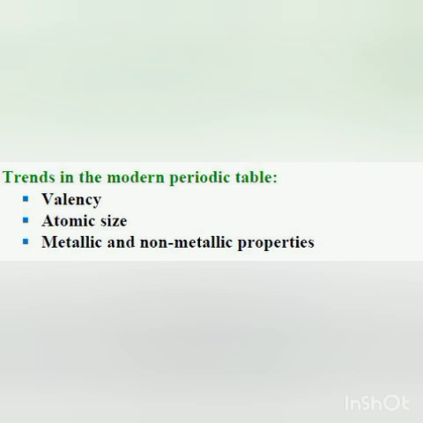Let us again consider the case of group 1 elements like lithium, sodium, potassium, rubidium, cesium and francium. Now all these elements have 1 valence electron. They are in group 1, they have 1 valence electron. So the valency will be 1 because all these elements will lose 1 electron in order to attain the stable configuration.